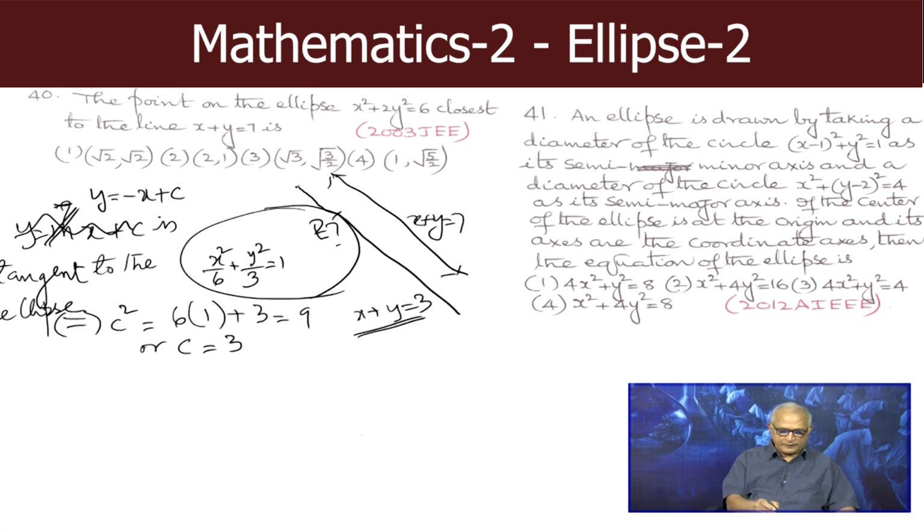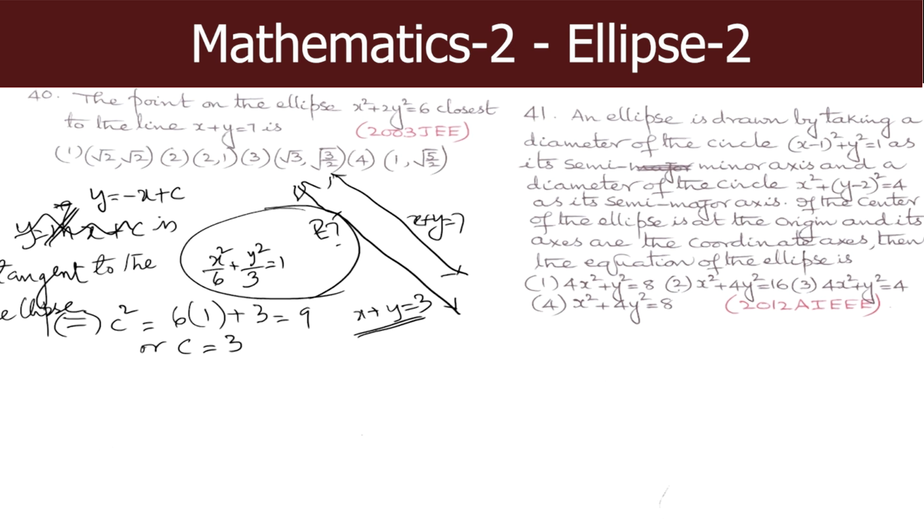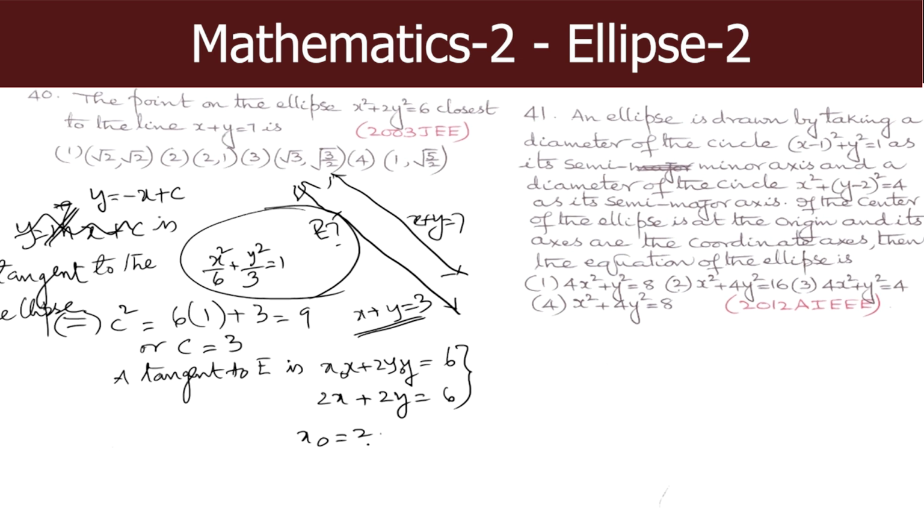So, this is the tangent line, which is parallel to this line and also passing through the point which is closest to the line. Now, how do you get P? A tangent to the ellipse is x naught x plus twice y naught y equal to 6, and this is the same as this line, which is 2x plus 2y equal to 6. When you compare these two, you get x naught equal to 2 and y naught equal to 1.